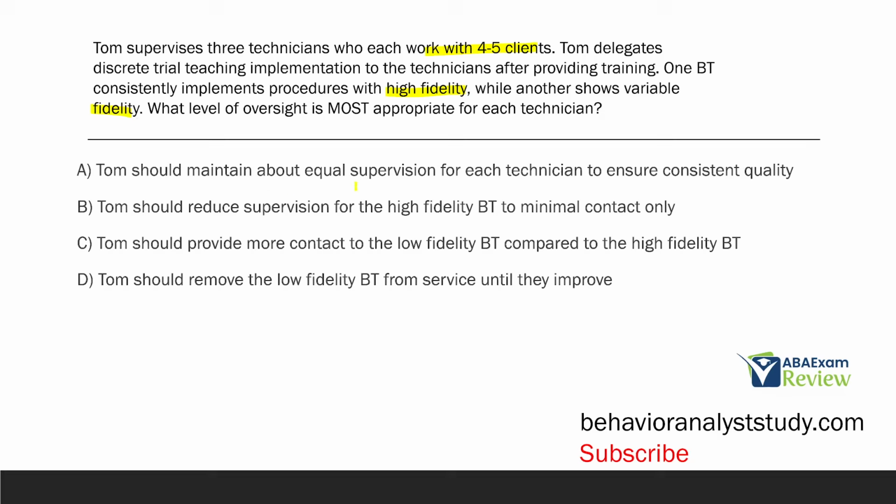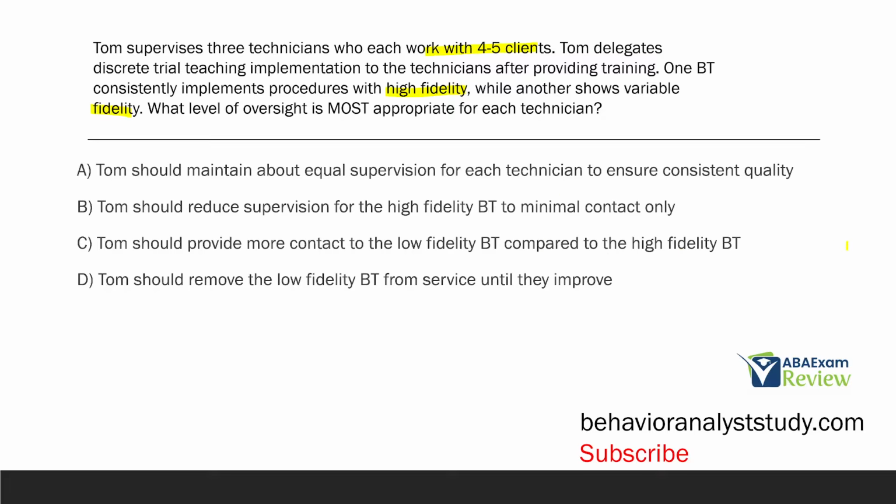A, Tom should maintain equal supervision for each technician to ensure consistent quality. Well, not necessarily, right? One technician at this time is showing a little more struggle, and they might need a little extra supervision at this moment. That might change in the future. We're going moment to moment and being organic.